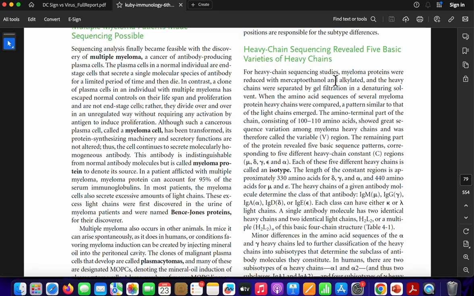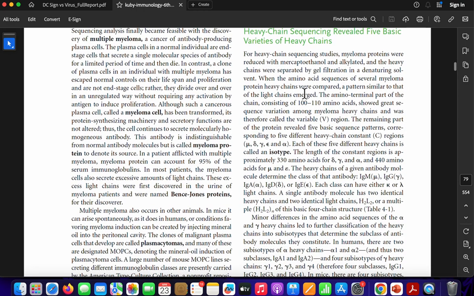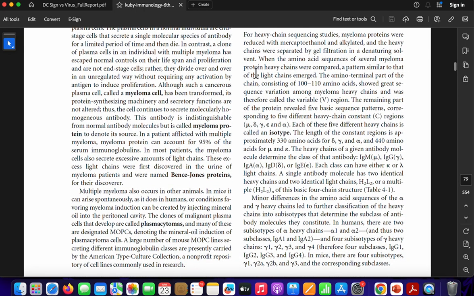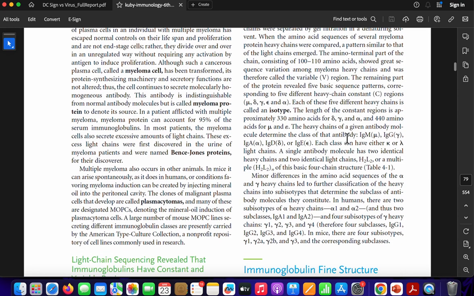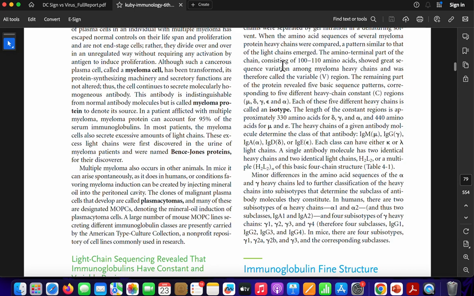For heavy chain sequencing studies, myeloma proteins were reduced with mercaptoethanol and alkylated, and the heavy chains were separated by gel filtration in a denaturing solvent. When the amino acid sequences of several myeloma protein heavy chains were compared, a pattern similar to that of light chains emerged. The amino terminal part of the chain, consisting of 100 to 110 amino acids, showed great sequence variation among myeloma heavy chains and was therefore called the variable region.